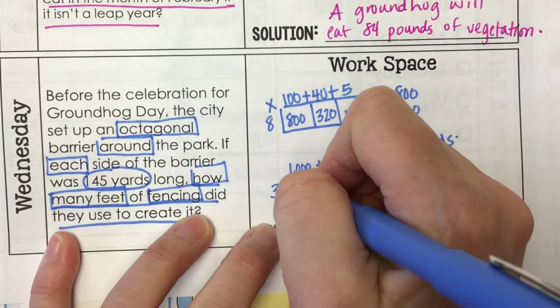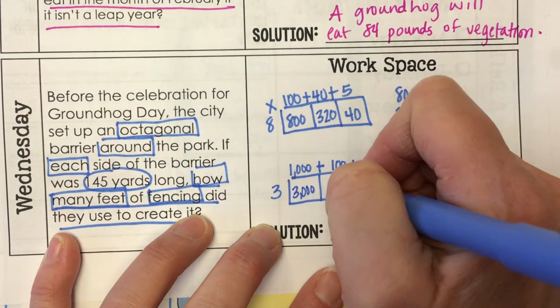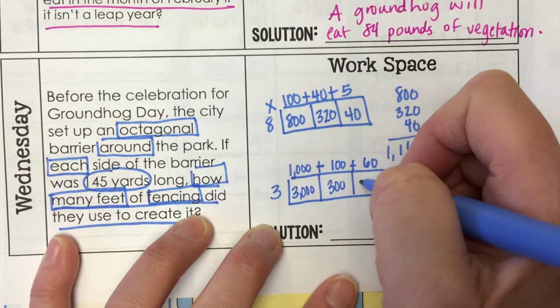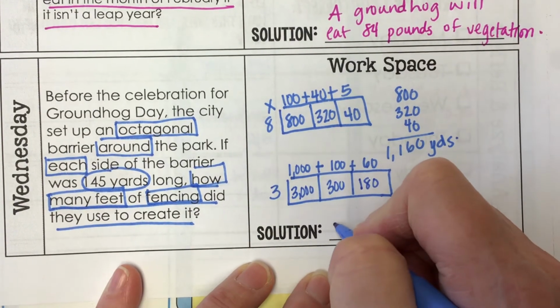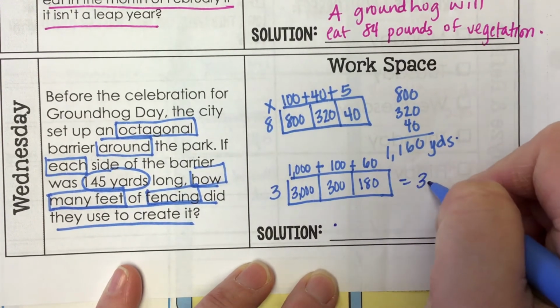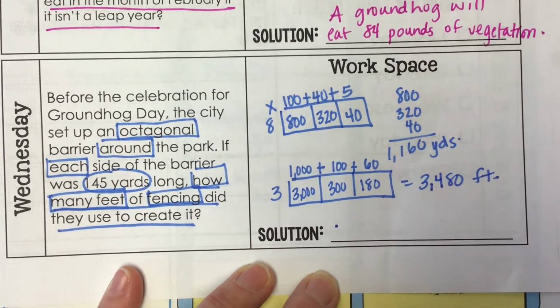Okay, so 1,000 times 3 is 3,000. 100 times 3 is 300. 6 times 3 is 18. Add your 0. You get 3,480 feet.